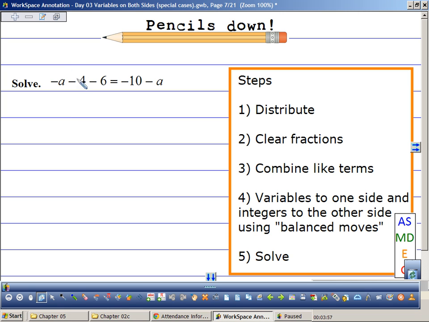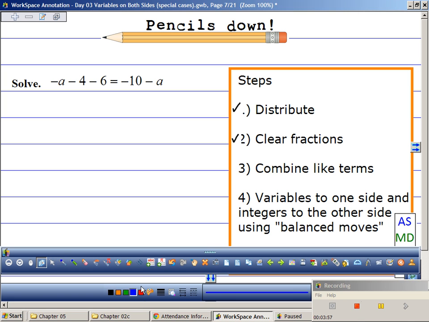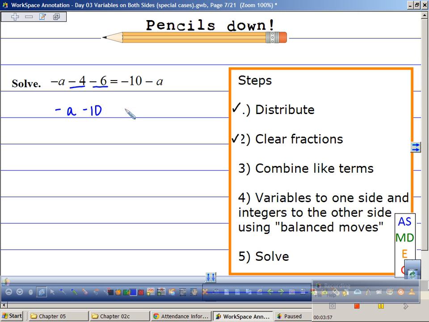This time I've got negative a minus 4 minus 6 equals negative 10 minus a. I can't distribute. There aren't any fractions to clear. Oh, I'm going to combine like terms. Let's change our color this time. I've got a negative 4 and a negative 6. Gives me negative 10. I also have a negative a. On this side I have negative 10 and also a negative a. Don't I have the same thing on both sides? The exact same thing? They're just in a different order.